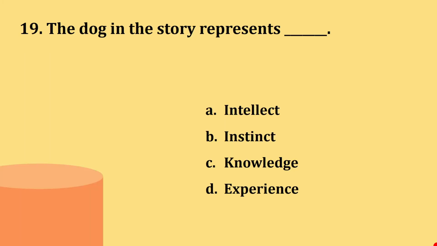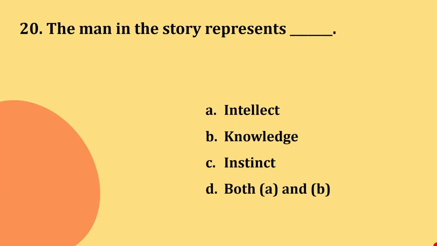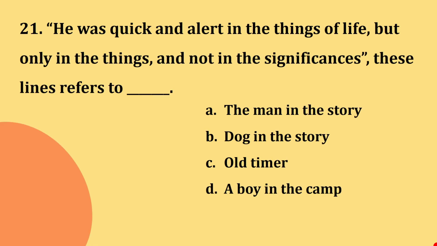19. The dog in the story represents dash. A. Intellect, B. Instinct, C. Knowledge, and D. Experience. What does it represent? And the correct option is B. It represents instinct. 20. The man in the story represents A. Intellect, B. Knowledge, C. Instinct, D. Both A and B. What does man represent in the story? And the correct option is D. Both A and B means intellect and knowledge.